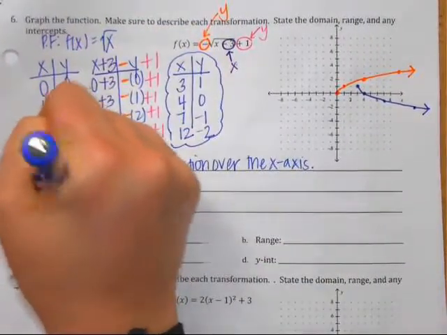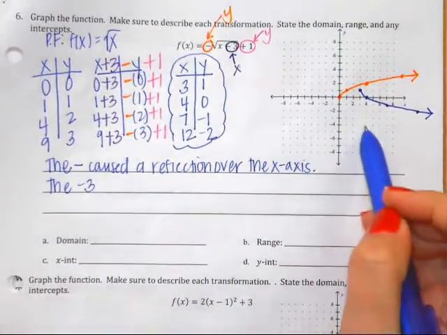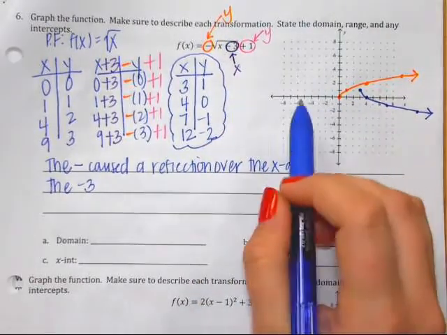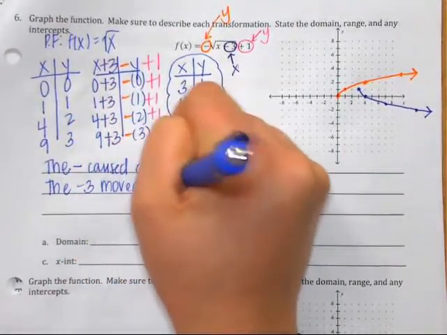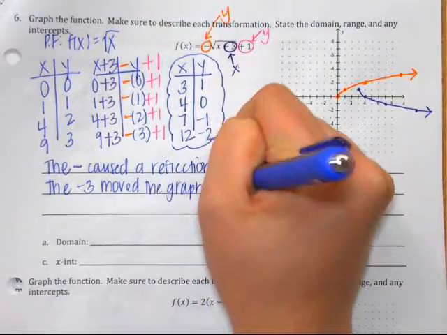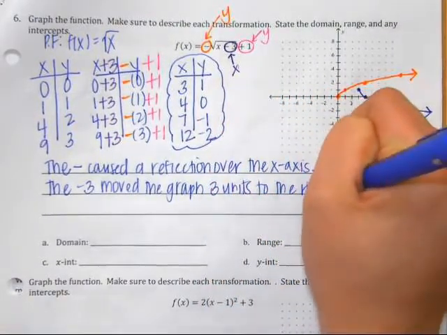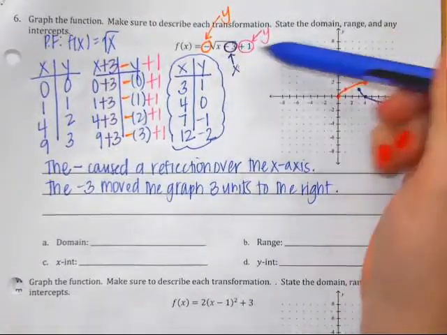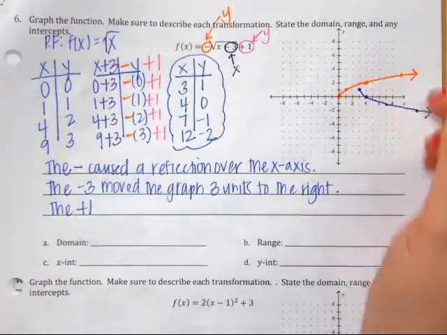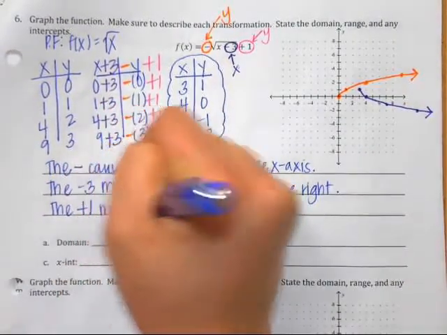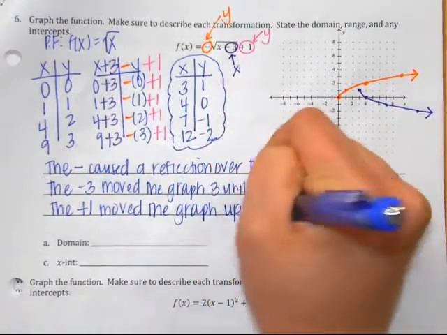Okay, so then the minus 3. The minus 3, remember it's kind of the opposite of what you would think. It actually moves it in the positive direction. It moves it to the right. So the negative 3 moved the graph 3 units to the right. And then the plus 1. Remember, change in y kind of moves it up or down. So the plus 1 moved the graph up 1 unit.